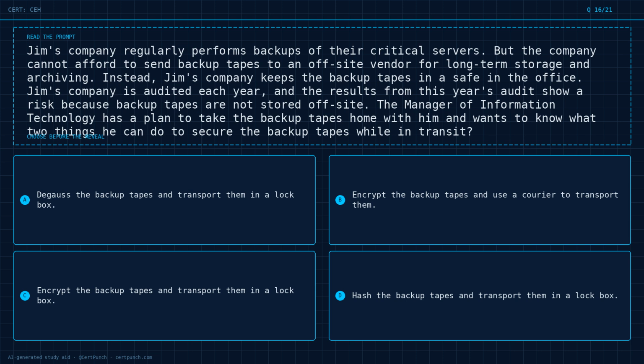Option A. Degauss the backup tapes and transport them in a lockbox. Option B. Encrypt the backup tapes and use a courier to transport them. Option C. Encrypt the backup tapes and transport them in a lockbox. Option D. Hash the backup tapes and transport them in a lockbox.